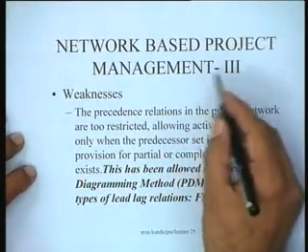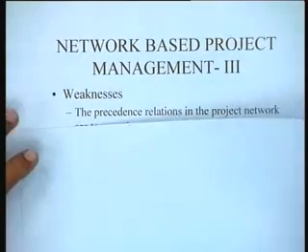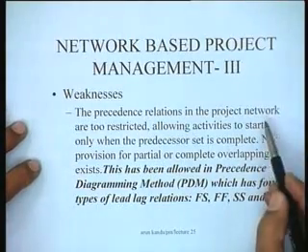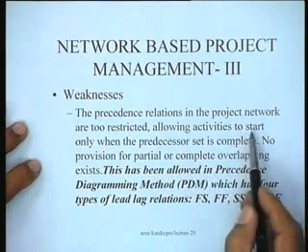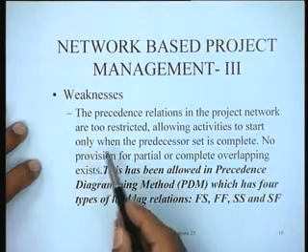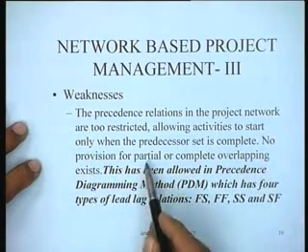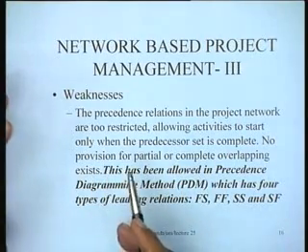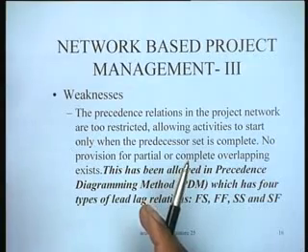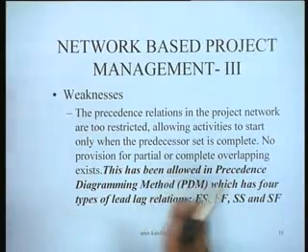But network-based project management has certain weaknesses. The weakness is that the precedence relationships in the project network are too restricted, allowing activities to start only when the predecessor set is complete. No provision for partial or complete overlapping exists. See, we say that an activity can start only when its predecessors are complete. So we are always talking of complete precedence.